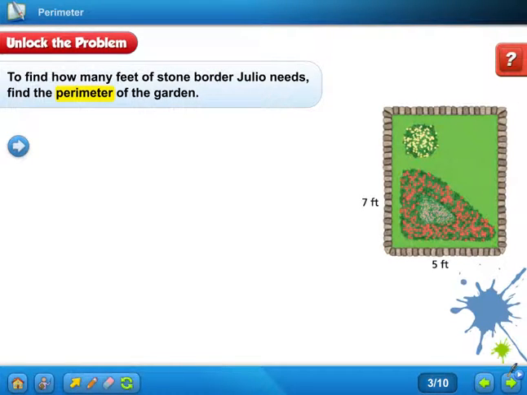To find how many feet of stone border Julio needs, find the perimeter of the garden. So here's the stone border around here. And we know that this side measures 7 feet. This side measures 5 feet. And that's the information they're giving us. Remember, the perimeter is just the border, the outside, not the inside. That would be the area, the inside. Let's read what the exact question says.